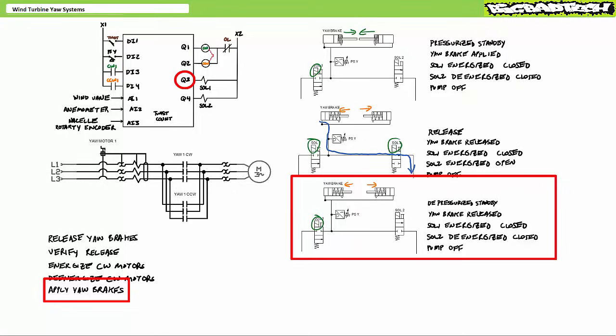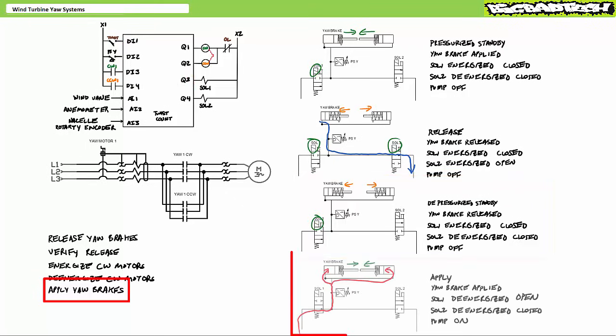From the release state, first it enters a depressurized standby by de-energizing Sol 2, which returns to the closed position. Then the system de-energizes Sol 1, which shifts to the open position. The pump is energized and pressurized flow enters the cap end of the yaw brake cylinders. The yaw brake cylinders extend and apply the yaw brakes.